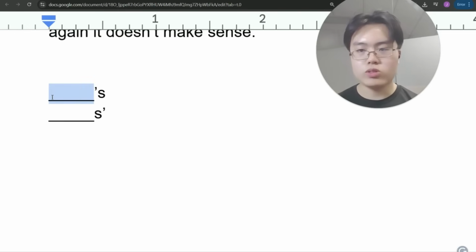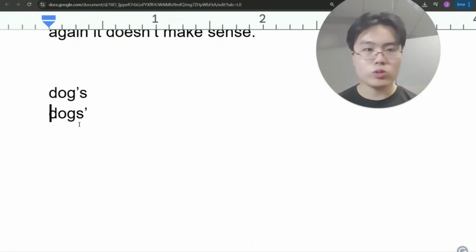So I'm gonna use dog because I've been using dog. I don't know why I use dog all the time. Maybe I like dogs secretly. I never owned a dog. Okay. So dogs and dogs.